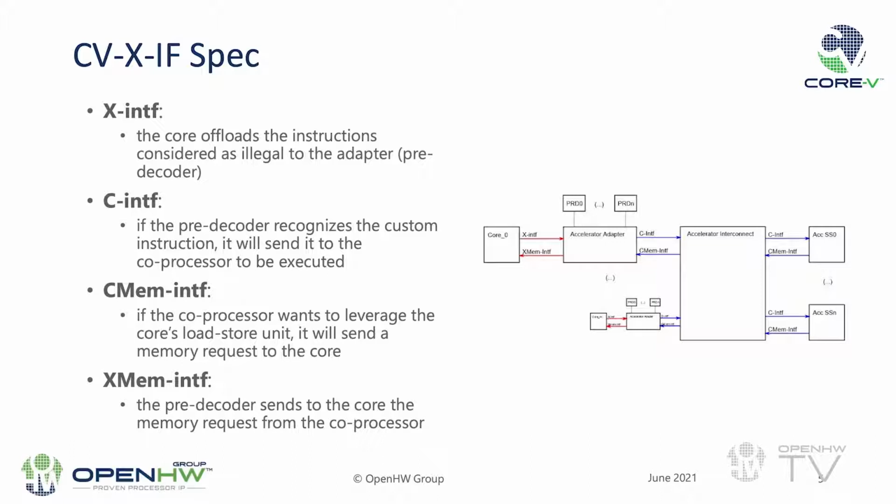The same holds for the memory request. So if you want to share memory resources, if the coprocessor recognizes that the custom extension is a memory custom extension, it will raise a request towards the CMEM interface. Then the accelerator adapter will recognize the CMEM request and translate it to the XMEM request towards the core that will then compute the memory operations for the coprocessor within the core resources.